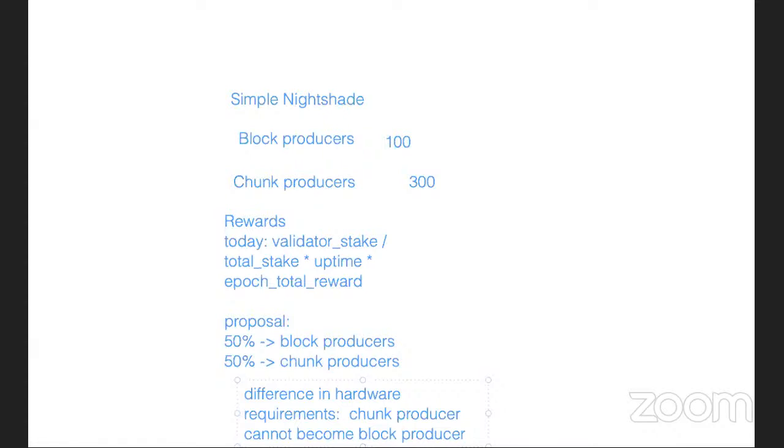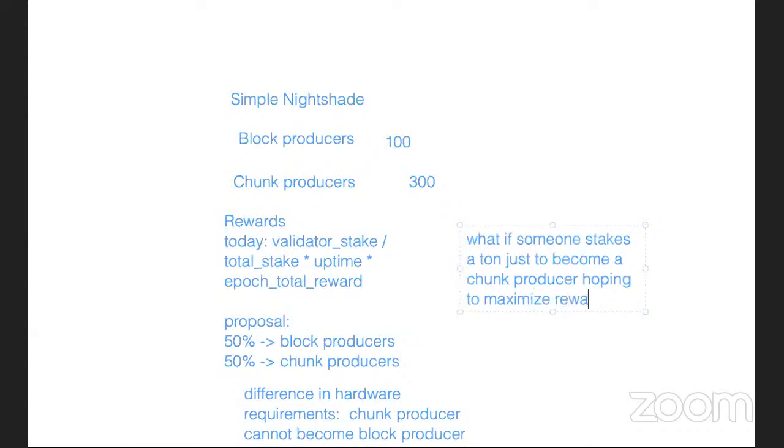One of the interesting cases that we need to consider is what if someone stakes a ton just to become a chunk producer, hoping to maximize reward while running on cheap hardware, right? So it's something we want to avoid.